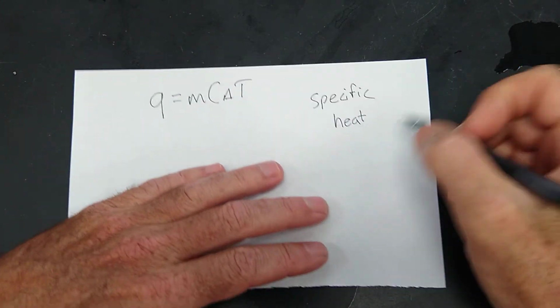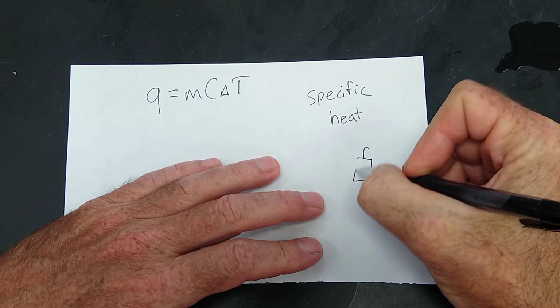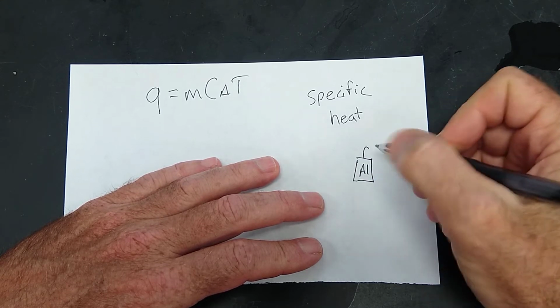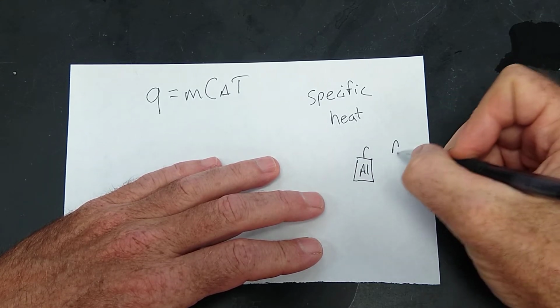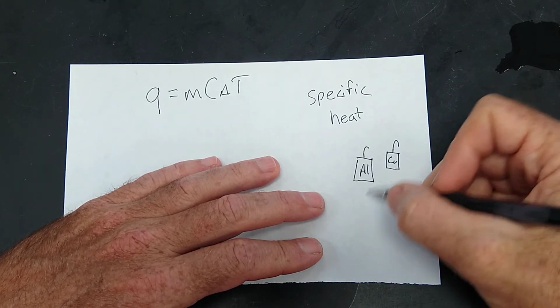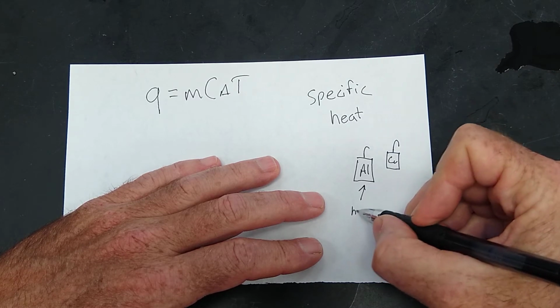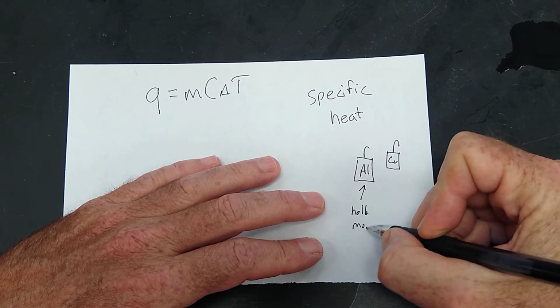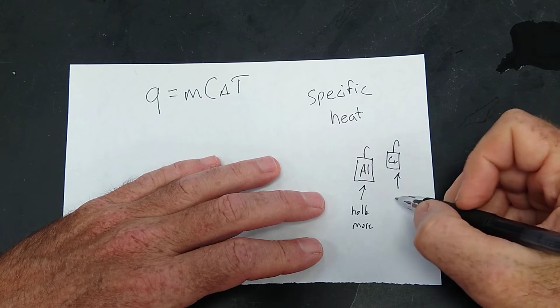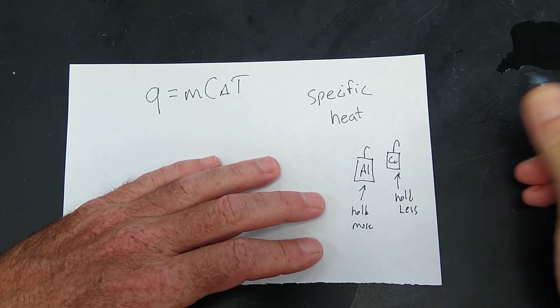Specific heat. The gist of specific heat is, let's say you have a little chunk of aluminum and another little chunk of, say, copper. And even if they weigh the exact same amount, one of them will hold more energy than the other one. And that's basically what specific heat is.